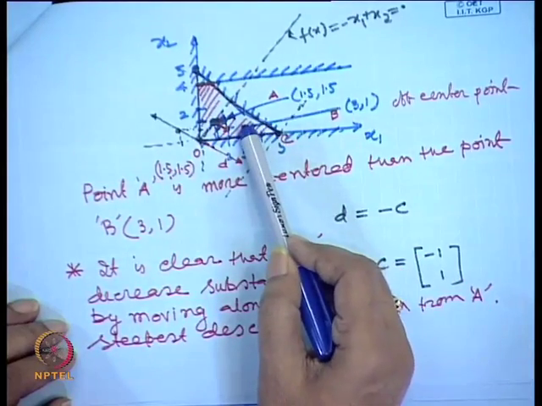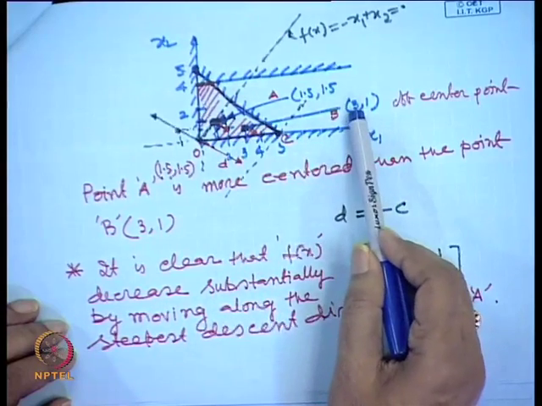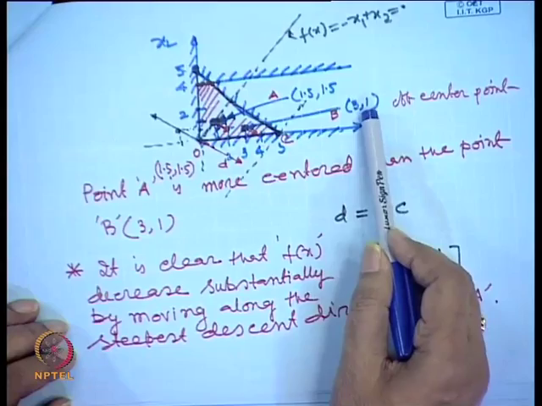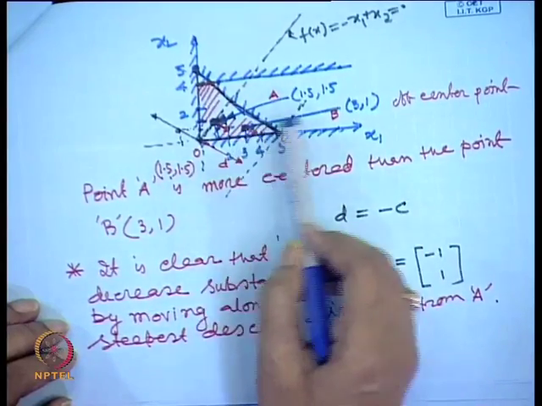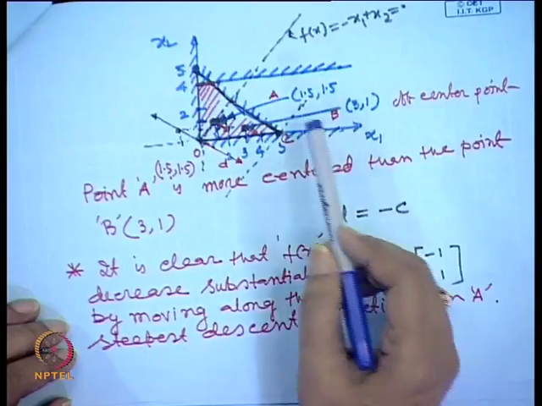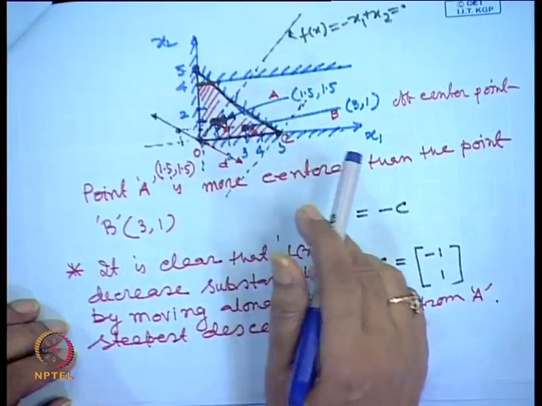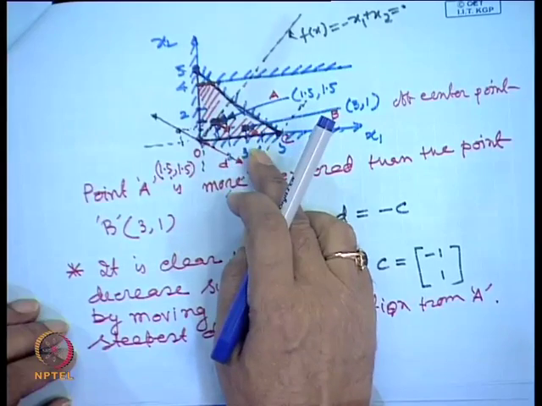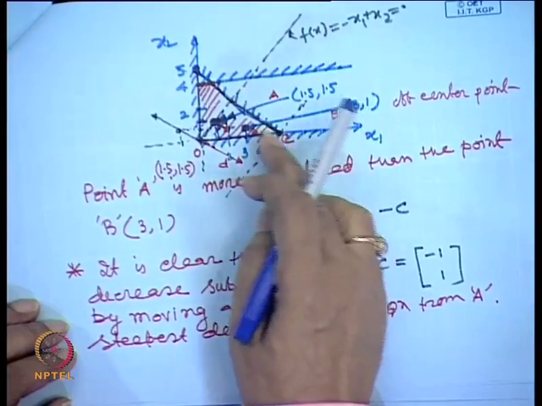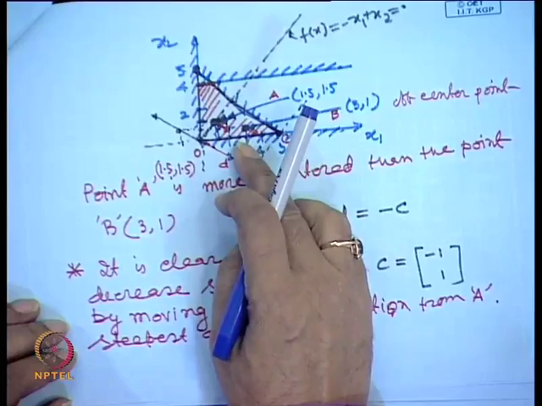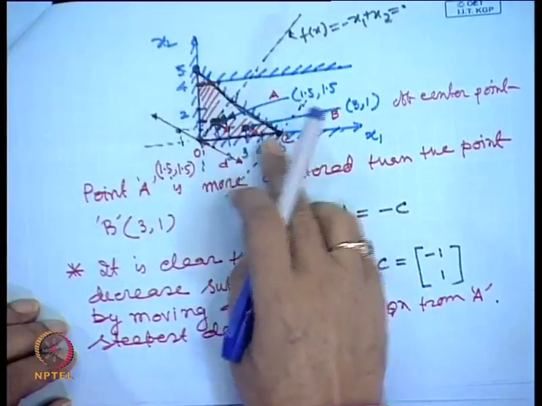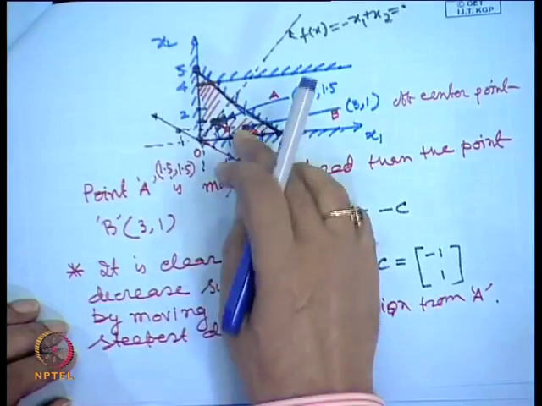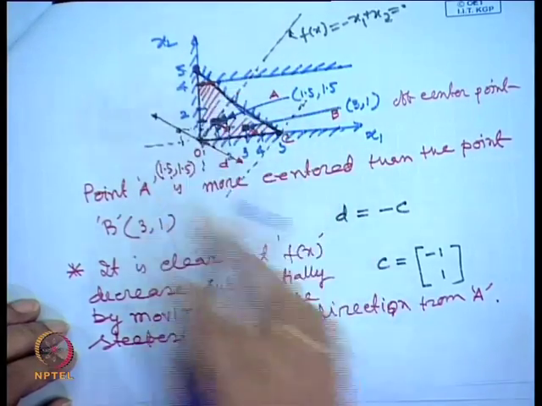Another point I have shown is point B, whose coordinates are 3, 1. This is the off-center point. If you start the process with point B, the off-center point, you will see we are moving towards one side of the wall. So we end up on the border of the feasible region. It is not an interior point, it is on the border of the feasible region.